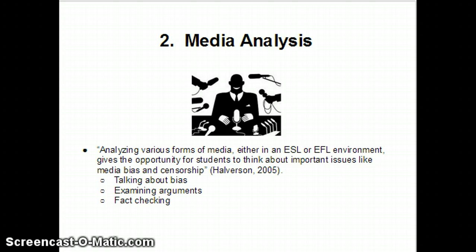The second classroom example is media analysis. Halverson notes that students should explore and critique media to think about bias in speech. In my debate classes, I use infomercials to talk to my students about the art of persuasion. The students find these videos entertaining, and it helps them understand the different modes of persuasion.